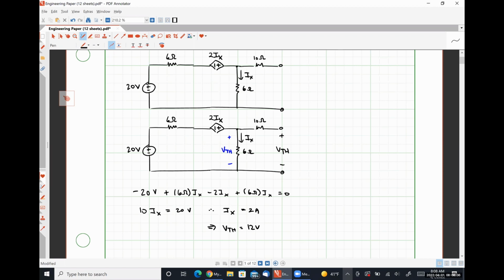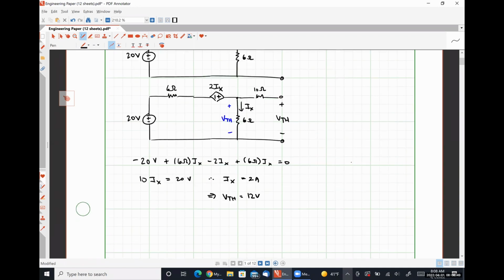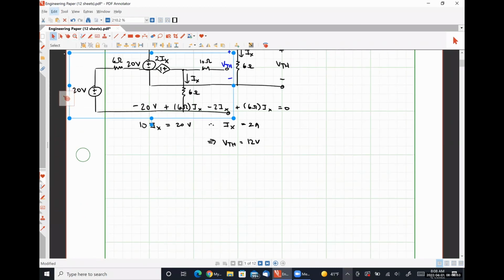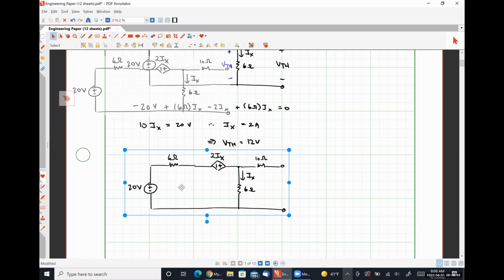So how do we feel about this analysis? Any questions, comments, or concerns? Okay, so do we feel comfortable that this is indeed the Thevenin voltage for this particular circuit? All right, now we're going to find the Norton current. So I'm going to take my original circuit.